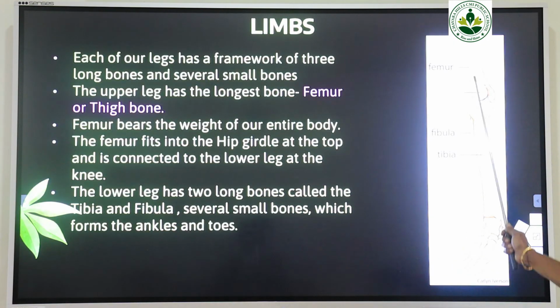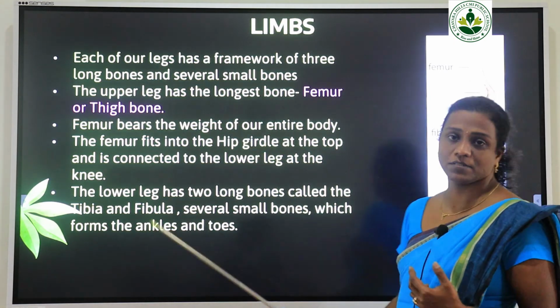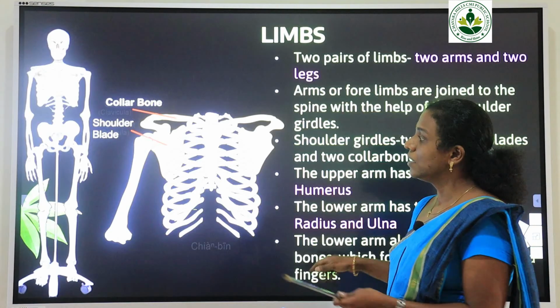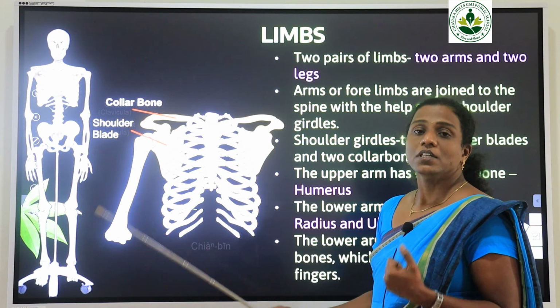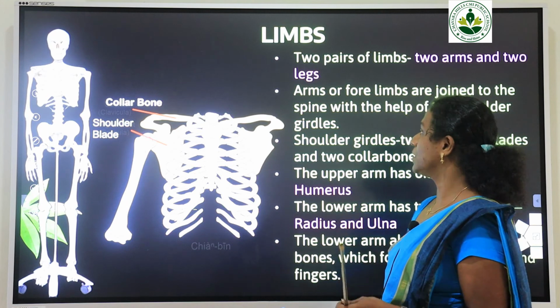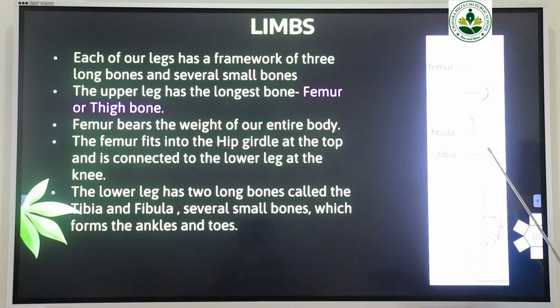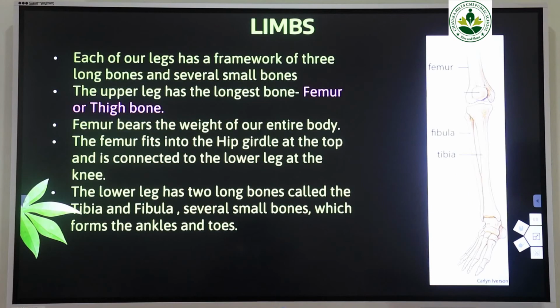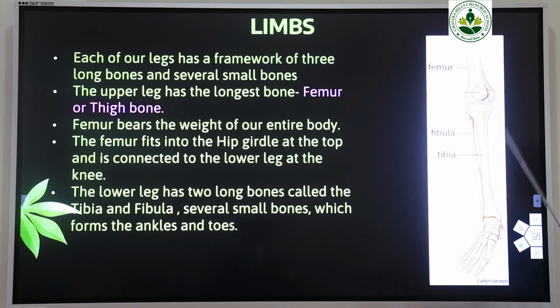The upper leg has the longest bone in our body, and the name is femur. It is very strong also. And the lower leg has two bones. You can see here in the picture, the lower leg consists of two bones, and the names are fibula and tibia.